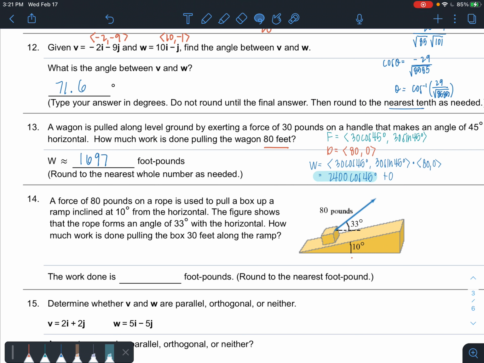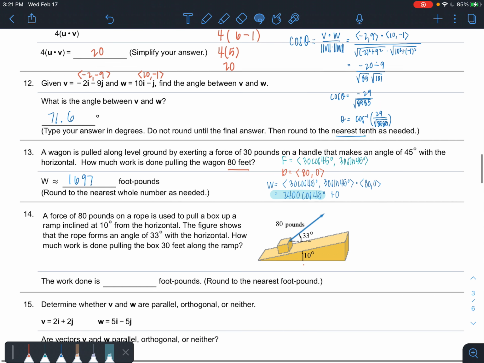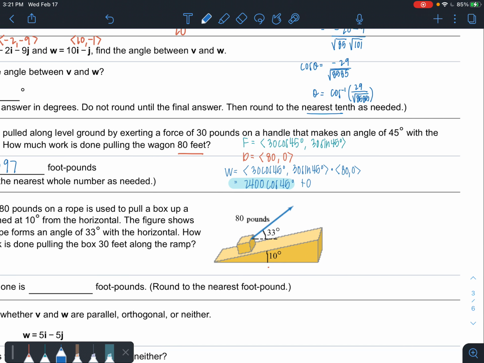All right, for this next one here, it says a force of 80 pounds on a rope is used to pull a box up a ramp inclined at 10 degrees from the horizontal. And the figure shows that the rope forms an angle of 33 with the horizontal. How much work is done pulling the box 30 feet along the ramp? All right, so the picture's already drawn for us. I'm gonna go ahead and write out force and distance.